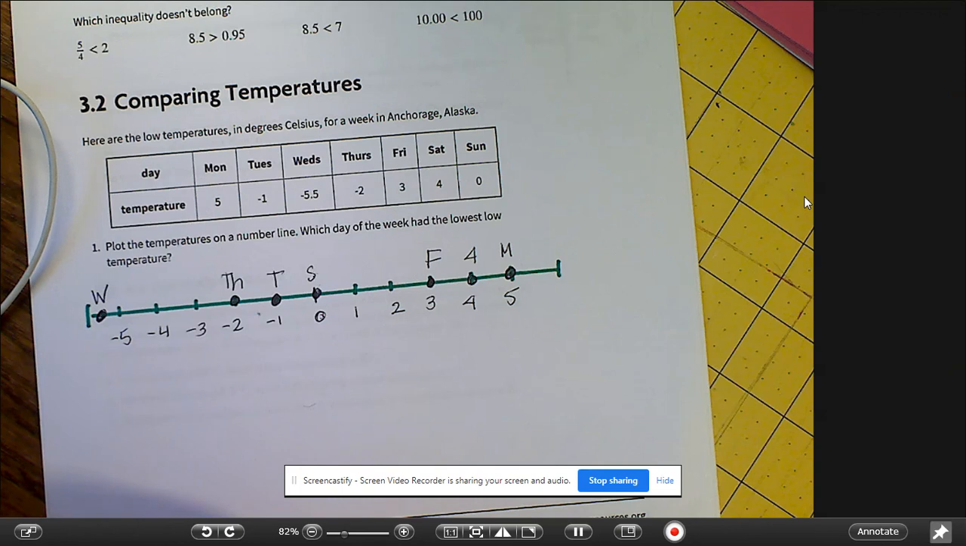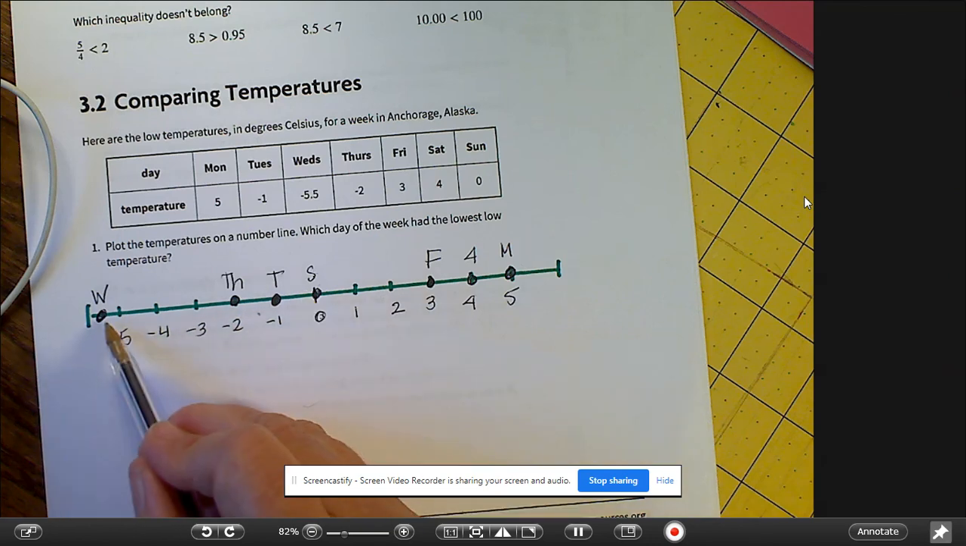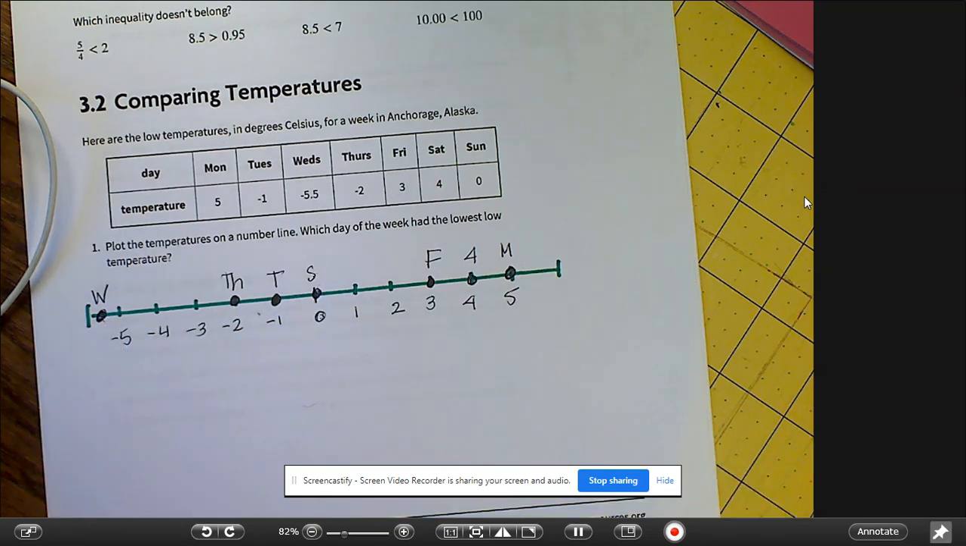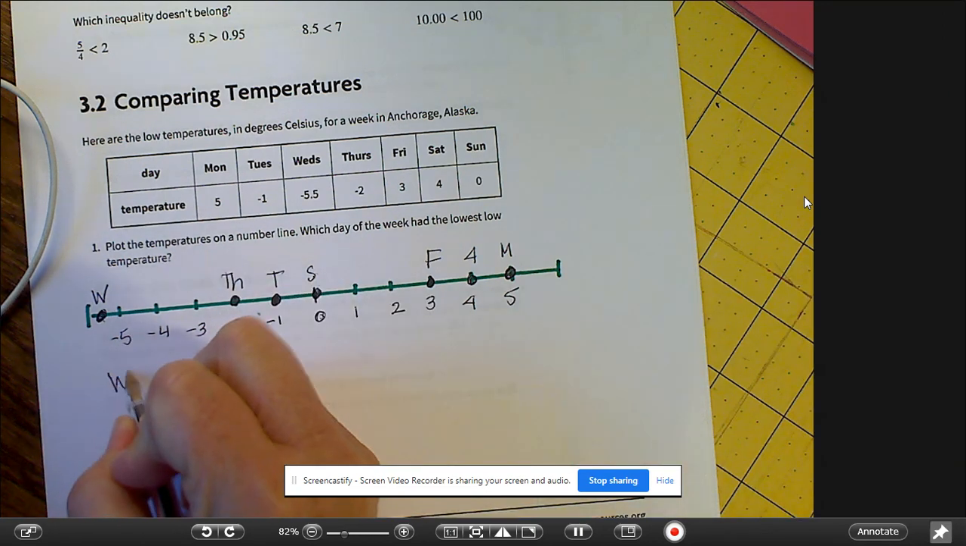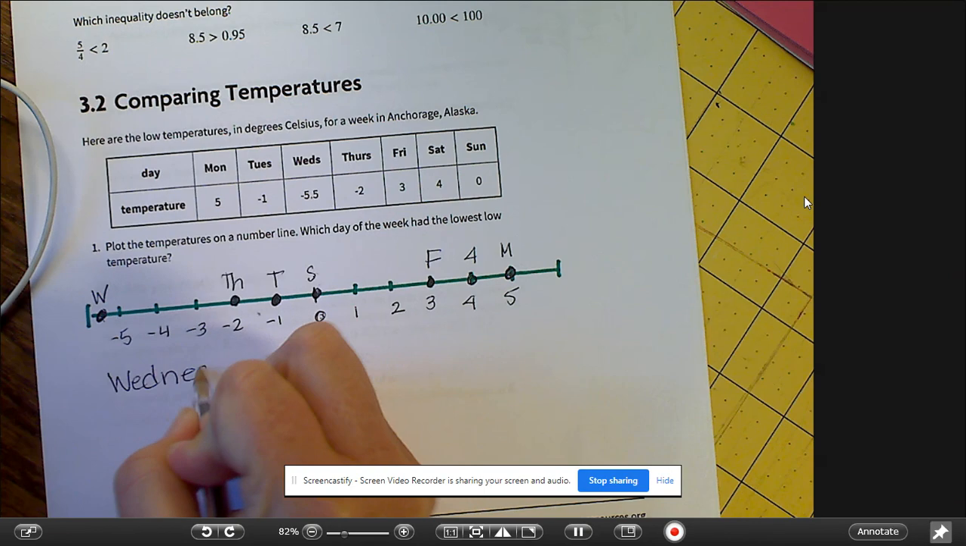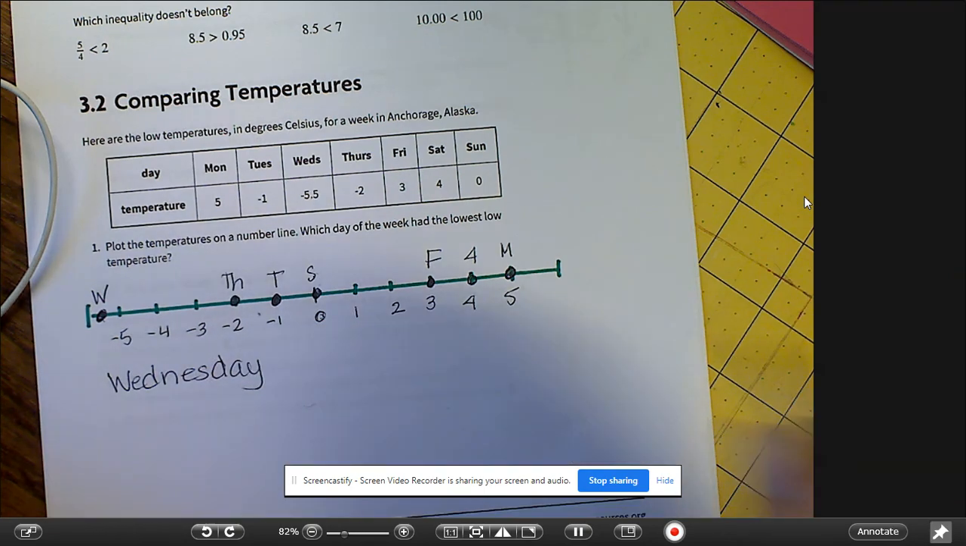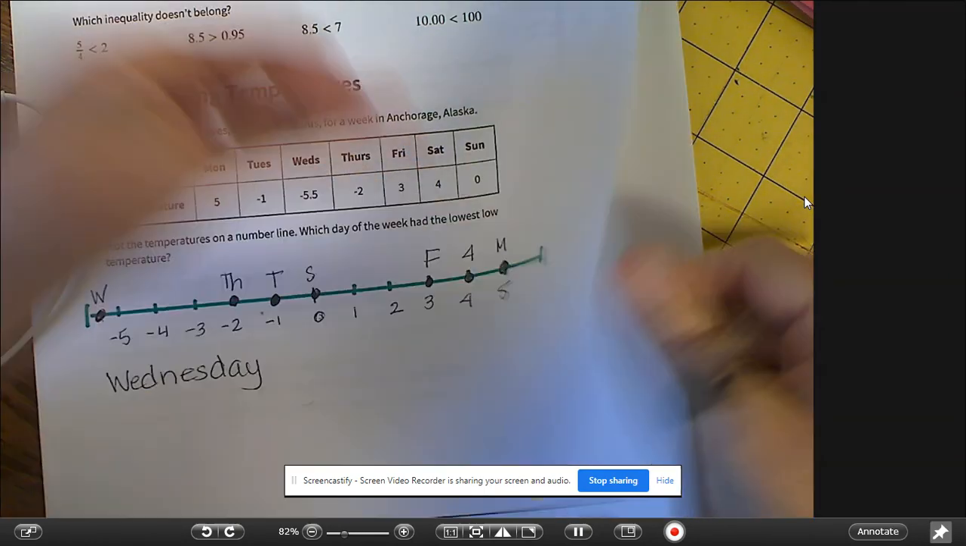So the next part, it says, which day of the week had the lowest low temperature? So it would be Wednesday. Wednesday was -5.5. All right, I'm going to turn my page.